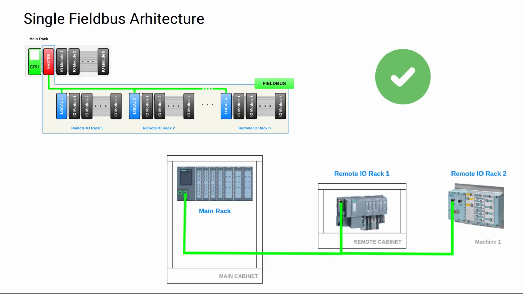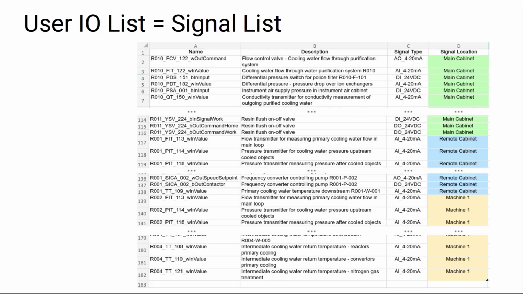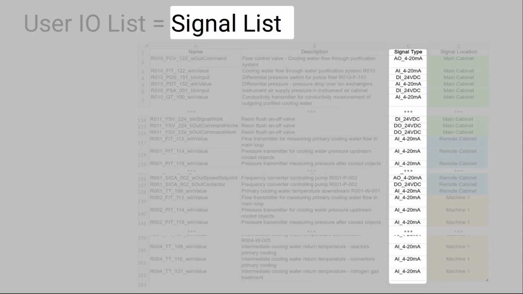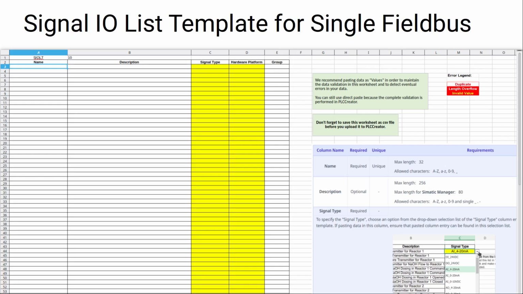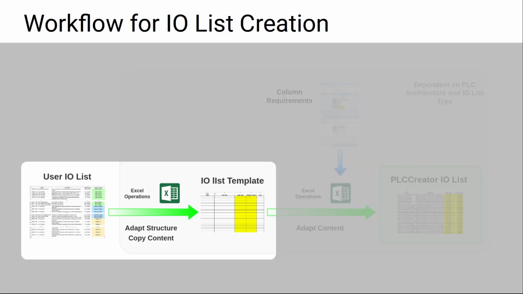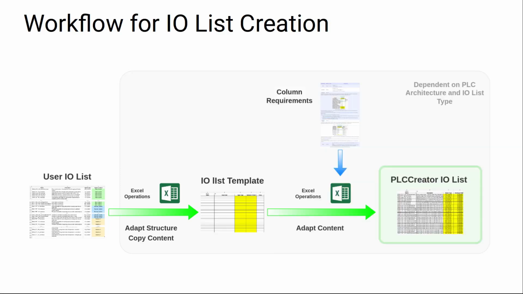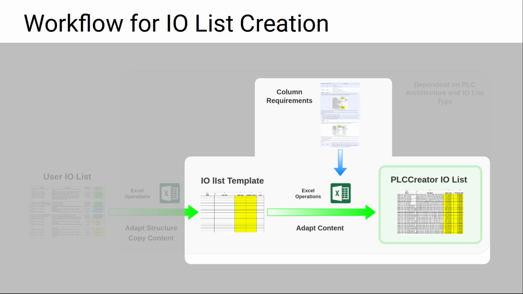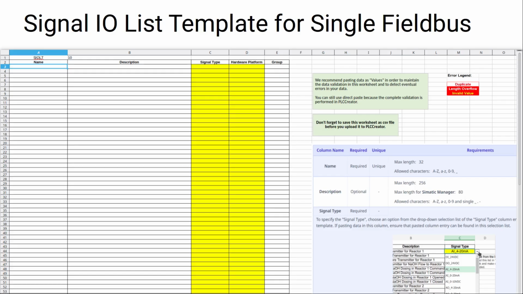Let's create now the IList for our PLC. Considering the selected PLC architecture and the fact that the user provided the I/O data as a signal list, we need to use signal IList for single field bus architecture along with its corresponding Excel template. First, we will adapt the structure of the user IList to fit into the structure of the IList template, and then copy the user IList content to the IList template. Next, we will adapt the content of the IList template to meet the column requirements for the selected architecture. With this operation, the PLCCreator IList is created.